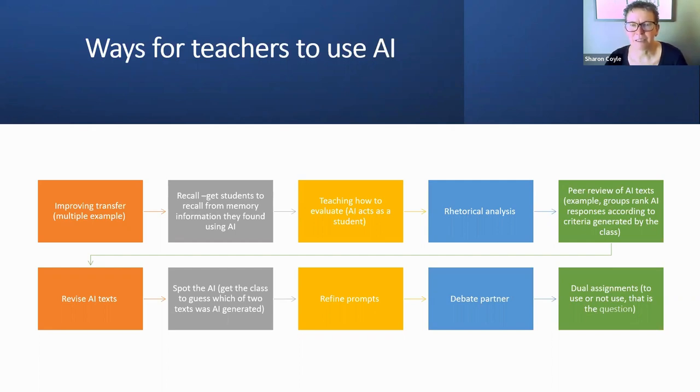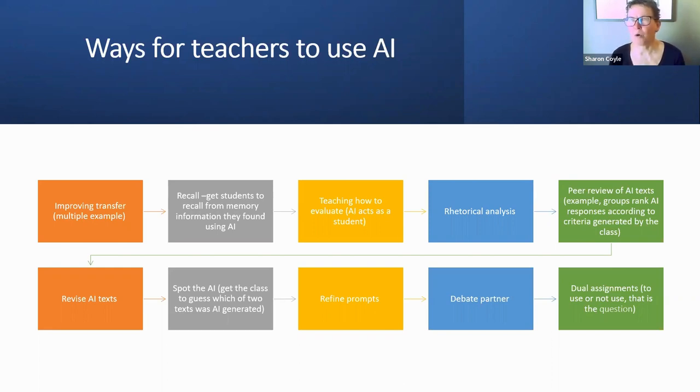Teaching how to evaluate. So AI acts as a student. Maggie McDonald put something up on the Quebec Teachers Lounge, which is a community of practice that grew out of the pandemic for stage up teachers on Facebook. Anyway, she had got it to generate, I forget if it was a short story or whatever, and then have the students critique it.